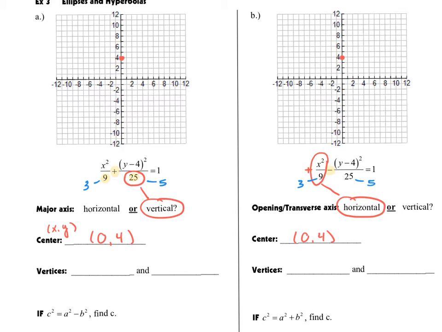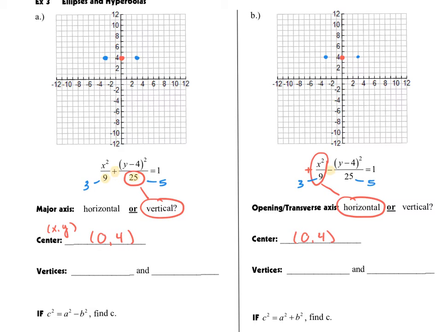Now, those values are going to tell us distances regarding that particular axis. So the 3, because it's under the x, tells me to move 3 from the center in each direction along the x-axis, or horizontally is what we're really thinking. So 1, 2, 3, and I plot a point. 1, 2, 3, and I plot a point. Since the 3 is under the x in the hyperbola, I'm also going to go 3 in each direction. 1, 2, 3, and 1, 2, 3.